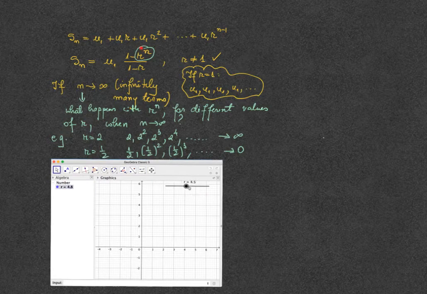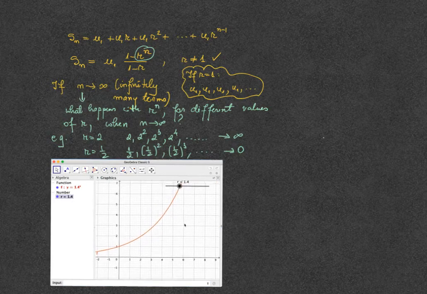I want to explore r to the power of n. In GeoGebra, I need to put x for the function. So I put r to the power of x, not n, because that's how my software knows it. So I want to see what happens when this x gets very, very big.